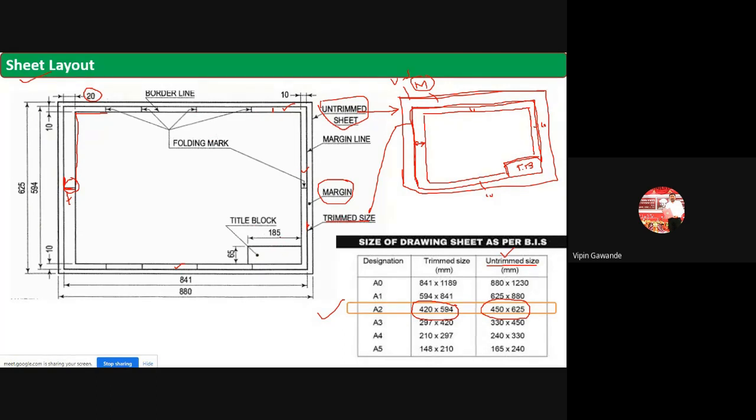So the title block has the dimension of 185 by 65. Okay. So this is the standard dimension according to the BIS. So this is our governing body, the Bureau of Indian Standards. So using this, we have to construct this title block and all the dimensions. So the dimensions of the title block is what? It is 185 by 65. Okay, so just remember this one.